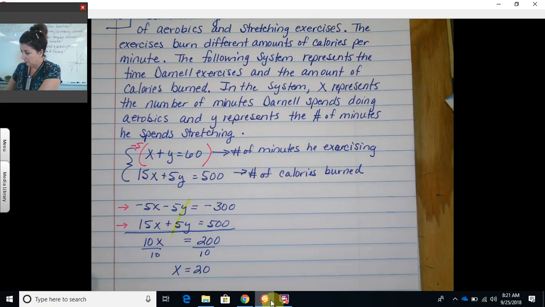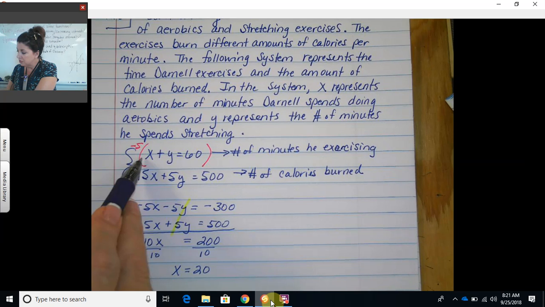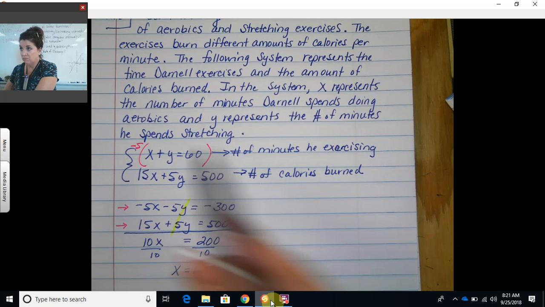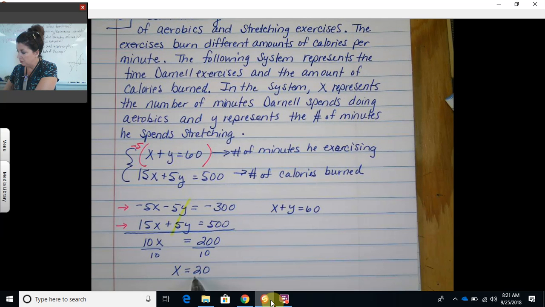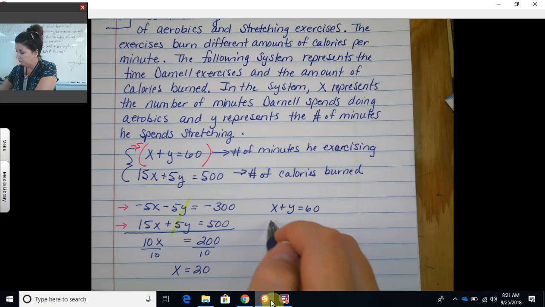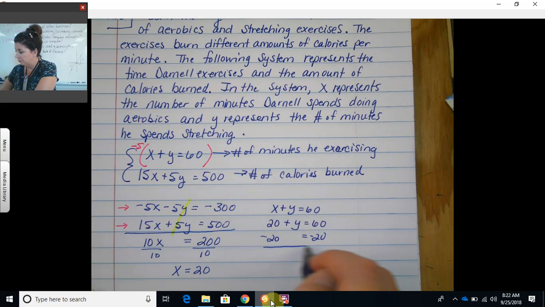So remember, x stands for the number of minutes Darnell is doing aerobics. So how long is Darnell doing aerobics? 20 minutes. So if he's doing aerobics for 20 minutes, how long must he stretch? 40, because altogether he worked out 60 minutes. But we're going to go ahead and solve that. I will just use the top equation because it looks easier. Again, it doesn't matter. So if Darnell does aerobics for 20 minutes, plus the time he does stretching, that means he must be stretching for 40 minutes.